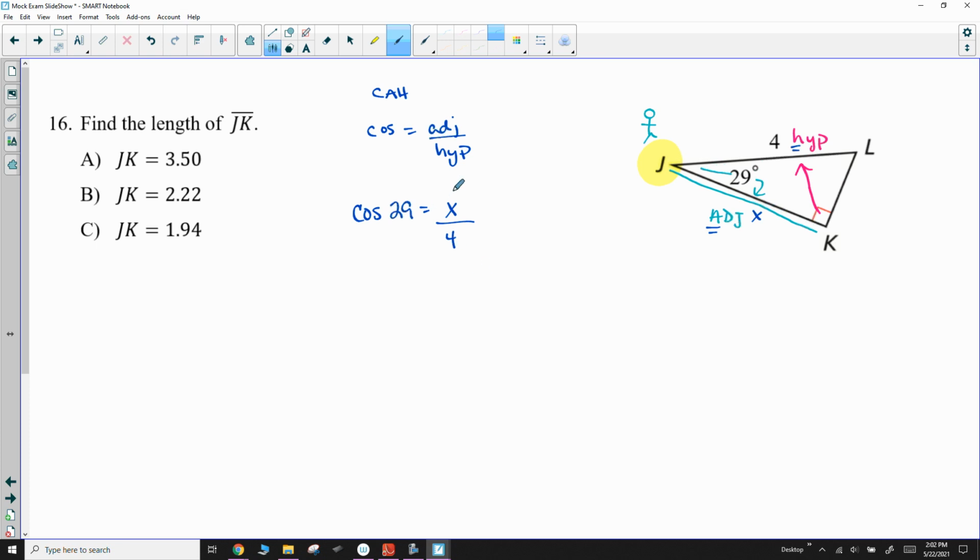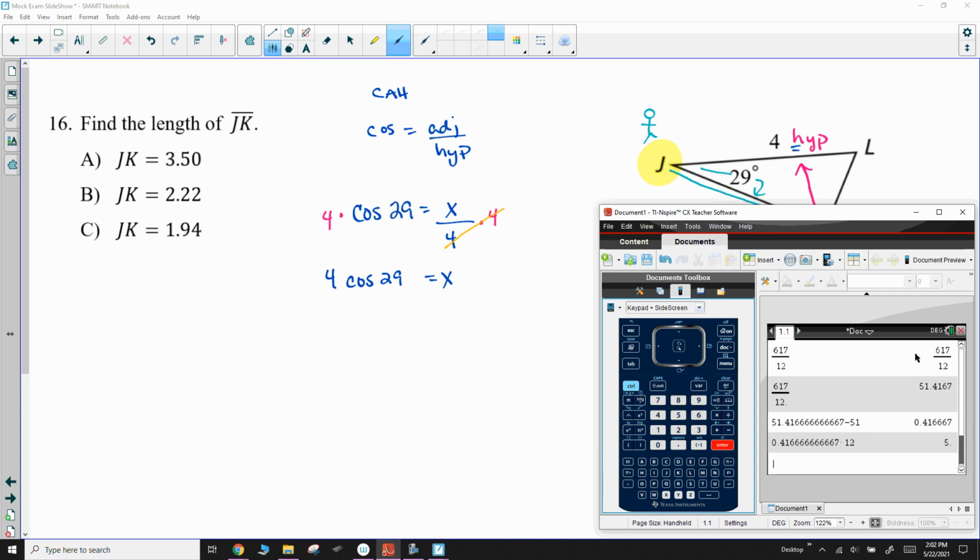Whenever we have a variable in a fraction, we're going to multiply both sides by the denominator. So I'm going to multiply this side by 4, and I'm going to multiply this side by 4. The whole reason I do that is those guys cancel out, and I'm left with x is equal to 4 cosine 29. Now is when I'm going to pick up my calculator, and I'm going to verify I'm in degrees. If your calculator does not appear to be in degrees, call me over. I'll help you with that.